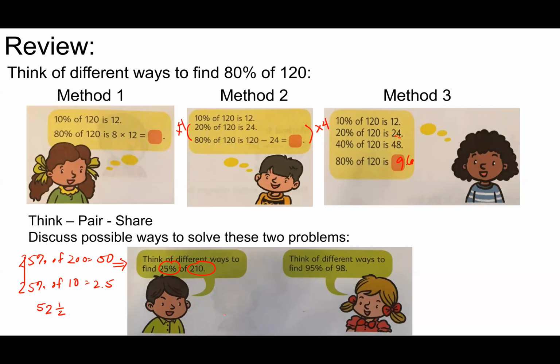I would go down like 210 divided by 2, that would be 105. That's an odd number, so I know I'm going to get a fraction for my final answer. 105 divided by 2 would be 52.5. Okay, how about 95% of 98?